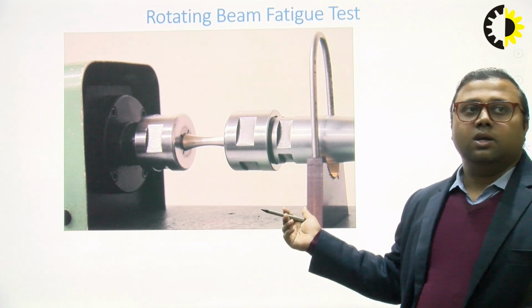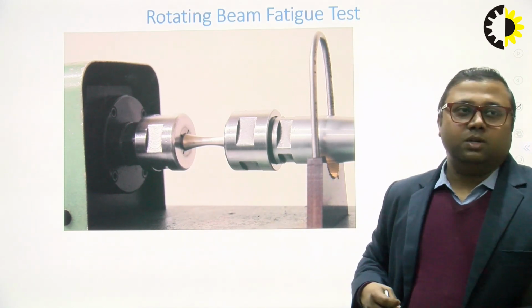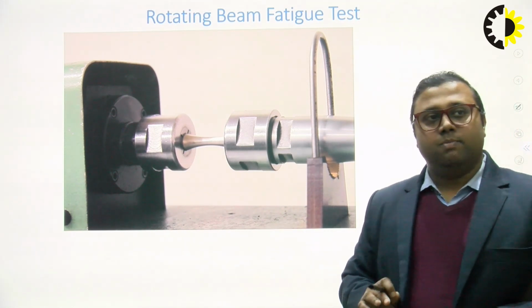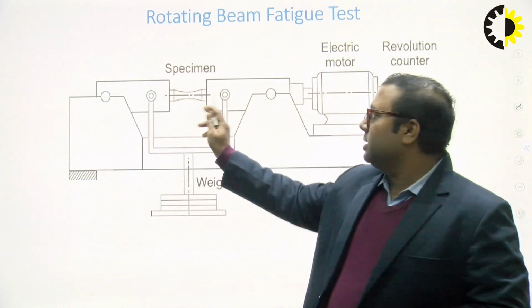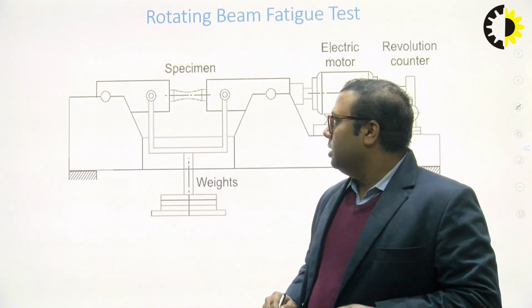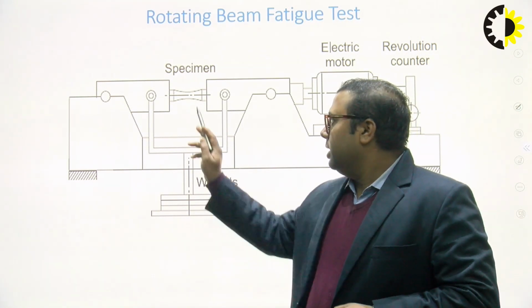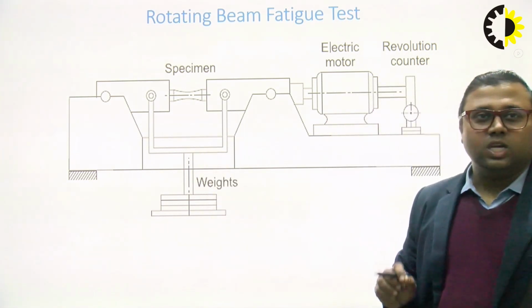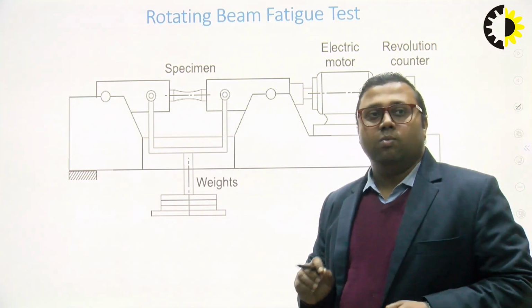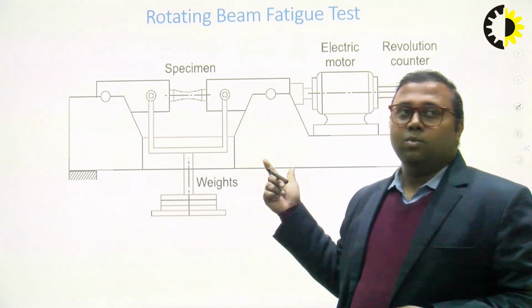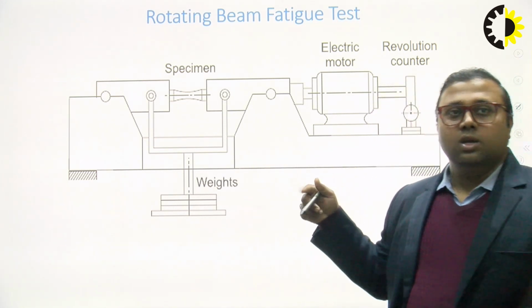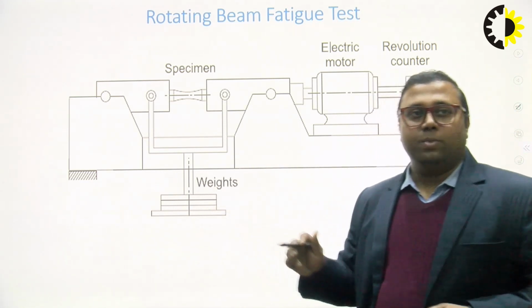This is the rotating beam fatigue testing machine on which the fatigue test has been performed. You can see the specimen which has been kept between the head and tail stock. Here an extensometer has been used, which senses how much elongation has occurred in the material. The motor causes the cyclic loading on the material.